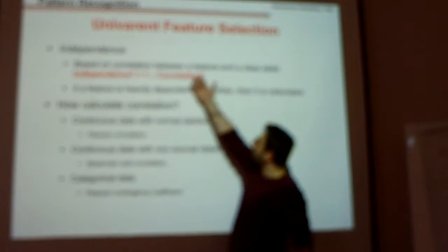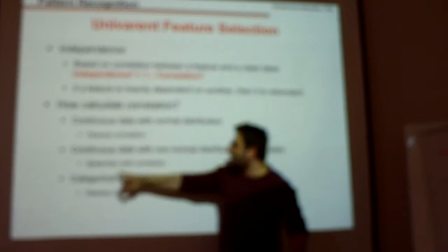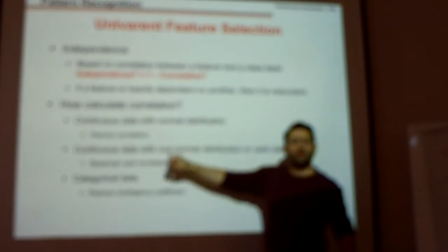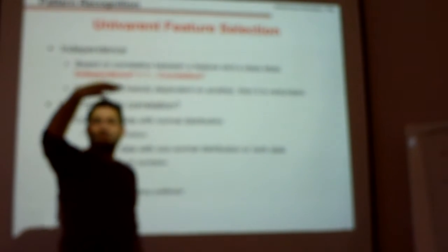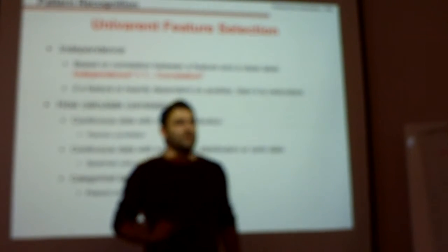Now, the calculation of correlation is important. Usually we are using the Pearson correlation formula. Do you remember the Pearson correlation formula? Covariance of x and y divided by the standard deviation of x multiplied by the standard deviation of y. This is how we were calculating the correlation. I don't have it here.